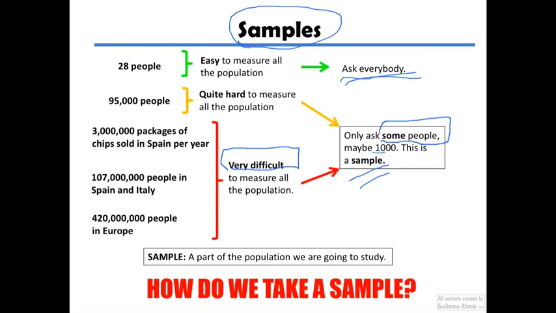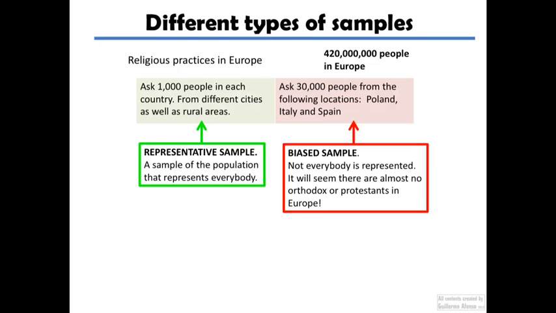So how do we take a sample? Well, there are different types of samples. Before we had different types of data, now we have different types of samples. So let's keep with this example, religious practices in Europe. There's 420 million people in Europe. And suppose somebody tells you, hey, I'm going to ask 1,000 people in each country from different cities, rural areas, etc. And somebody says, I'm just going to go to Poland, Italy, and Spain and ask.